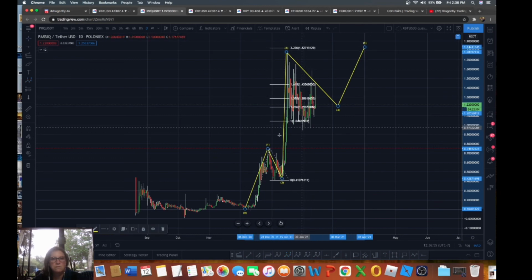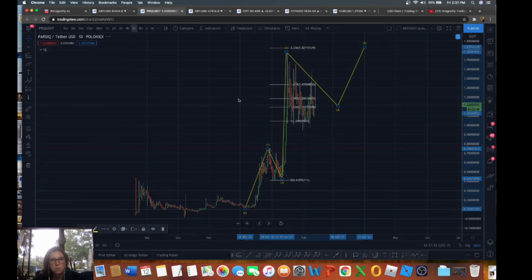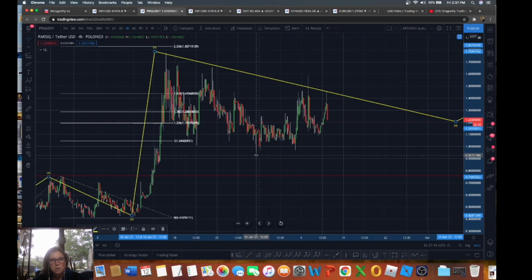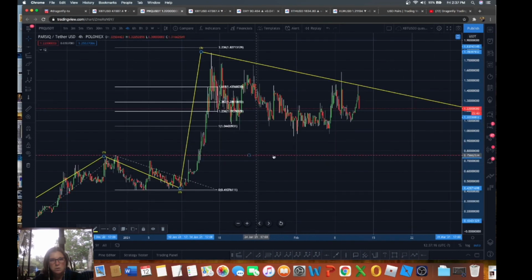This is definitely a fourth wave. Now, we do not want to come into this red line here. We do not want to break this red line if we want to see more upside, more bullish momentum. Let's go down to the 4 hour. So this is our red line.